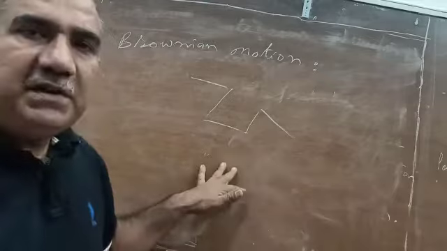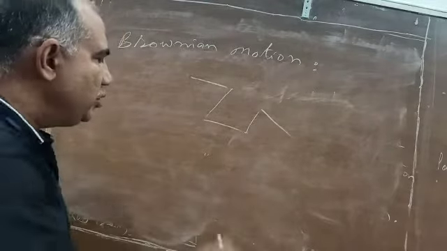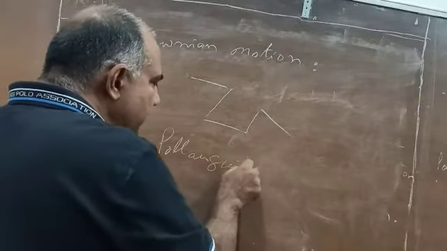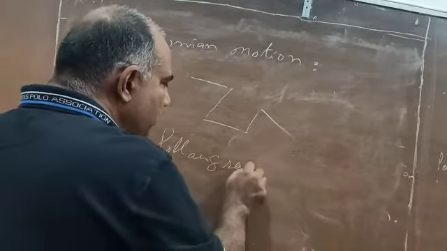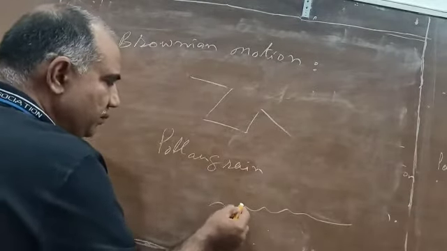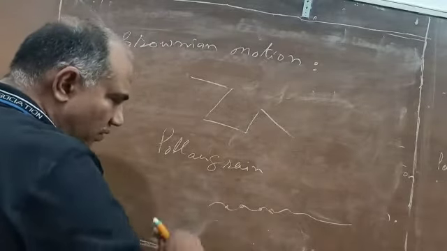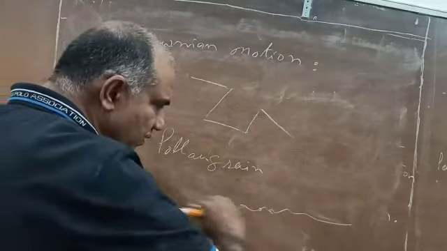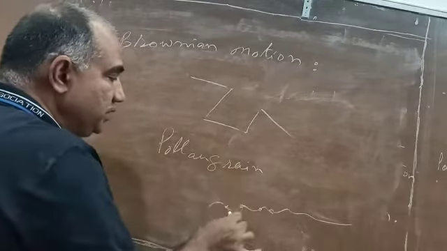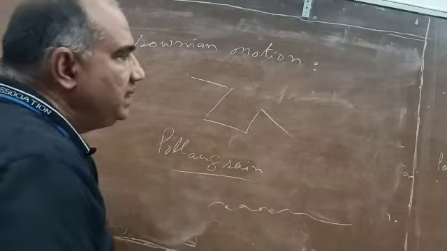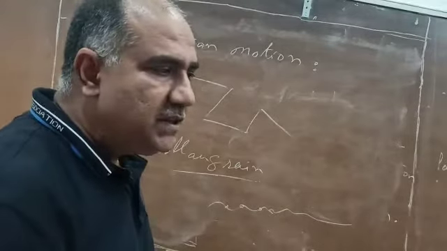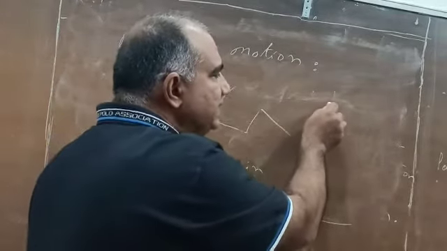One example of each we will take. One example we will take is of the pollen grain. Say this is a water body, and on this water body pollen grains from different plants are falling down. So along the surface of water they move. This zigzag motion is called Brownian motion, and it is of pollen grains.